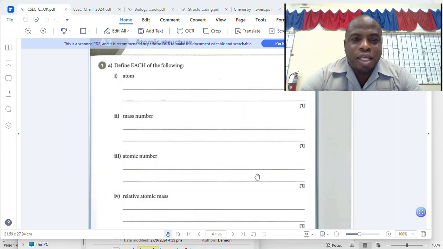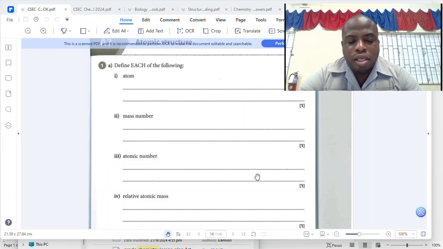Now it says define each of the following. So what's an atom? An atom is basically the smallest. Usually in some textbooks, in some online literature, you may see it as the building block of elements. So it's the smallest particle of an element that can exist, and while it is existing, it still has the properties of that element.